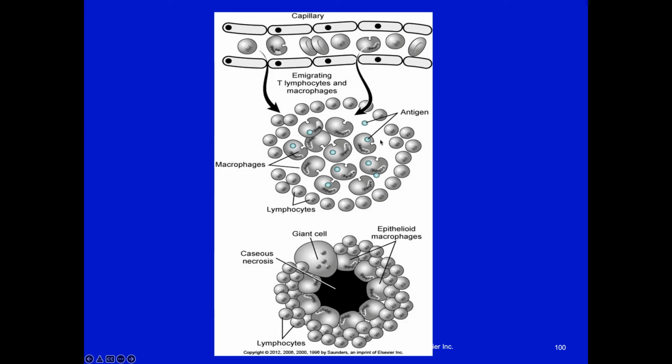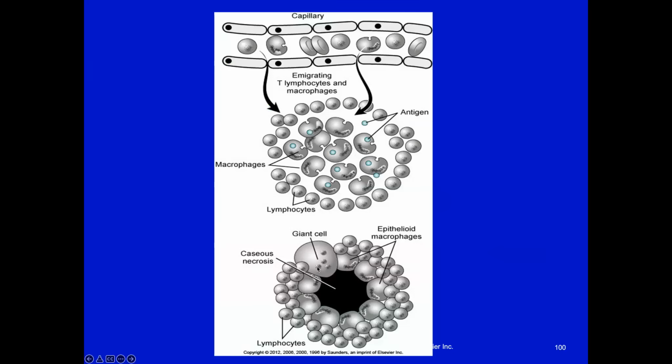And then here you can see what's happening. You have your pathogen here in the center, these little blue dots, whatever pathogen that's supposed to be. These are initially digested and not eradicated. So you end up with the caseous necrosis occurring in the center.